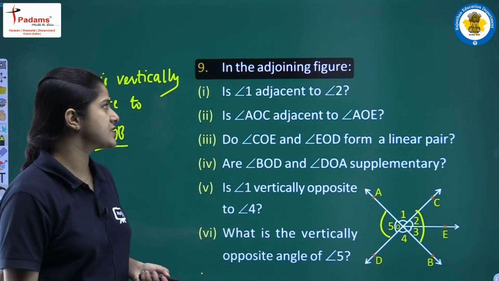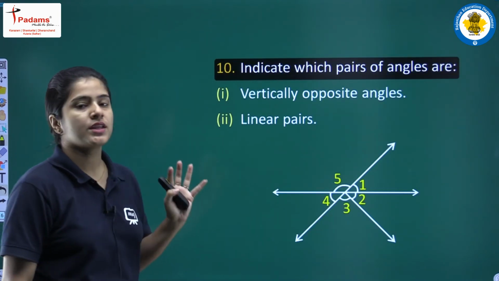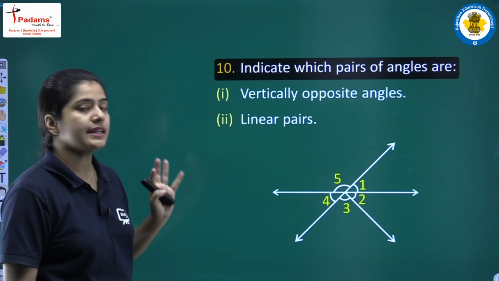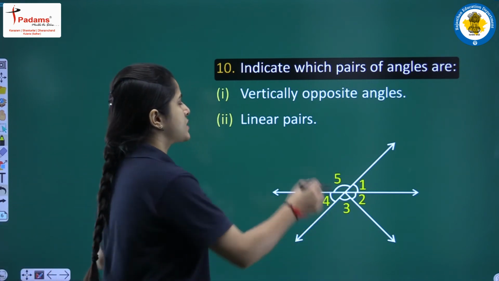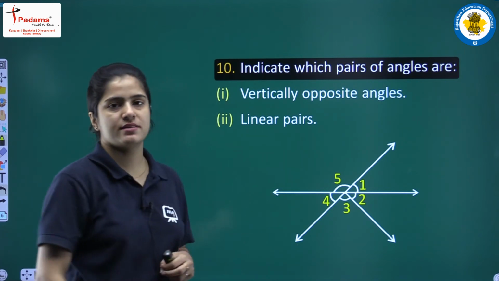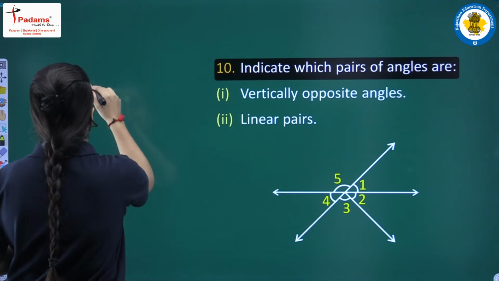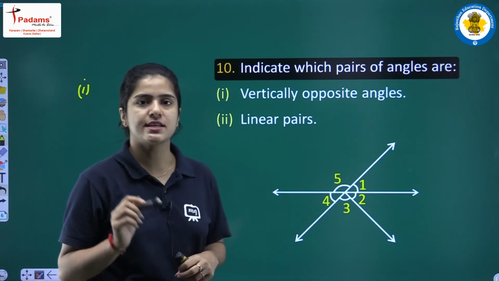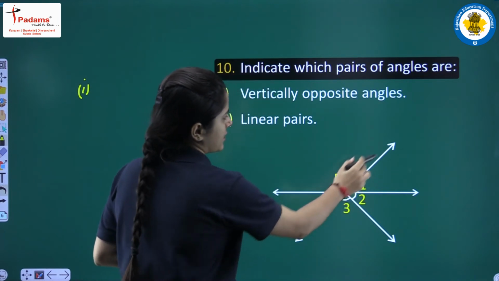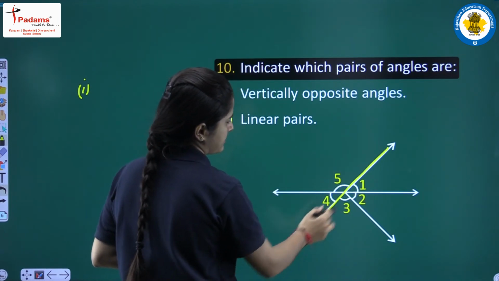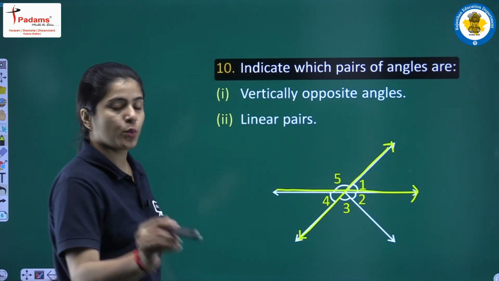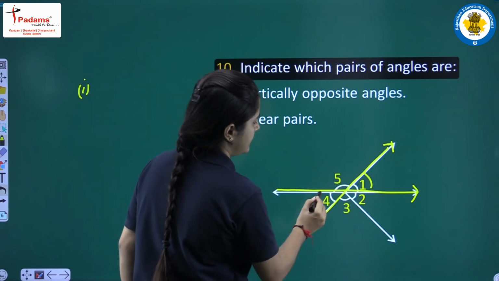What is the other question, students? Question number 10. Indicate which pairs of angles are vertically opposite angles and linear pairs. You have to check which pairs of angles are vertically opposite angles and linear pairs. Okay, students. So, firstly, we will be doing the first part, vertically opposite angles. This line is line 1 and this is line 2. These two lines are intersecting lines. So, the first vertically opposite angle is this angle and this angle.